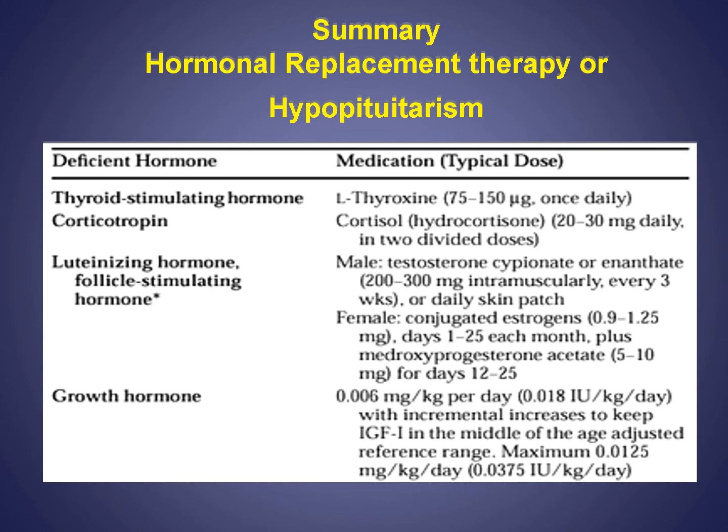This table shows how to replace the hormonal deficiency. Suppose you have a TSH defect, we give replacement therapy in the form of L-thyroxine. If you have corticotropin deficiency, which is ACTH deficiency, we give cortisol in the form of hydrocortisone therapy. For LH and FSH deficiency, we give sex steroids. In case of male, we give testosterone. In case of female, we give estrogen. And if we have a defect in growth hormone release, growth hormone deficiency, we just give recombinant human growth hormone therapy.